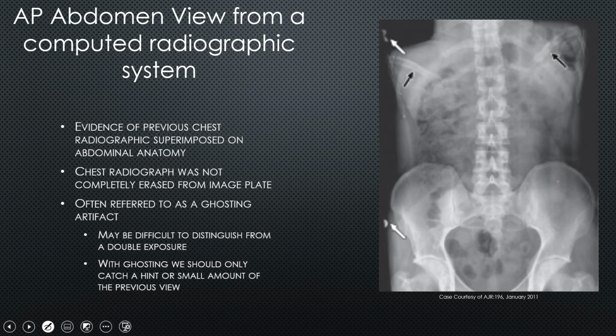So with ghosting, you may see just a little less than you would from a double exposure. Double exposure, you would probably see just as much density from one of the images as from the next one.